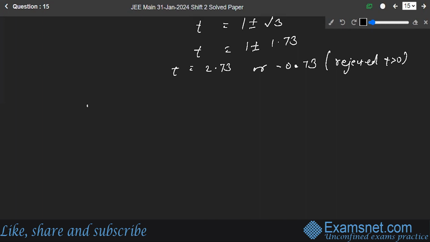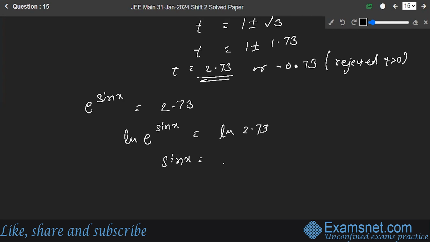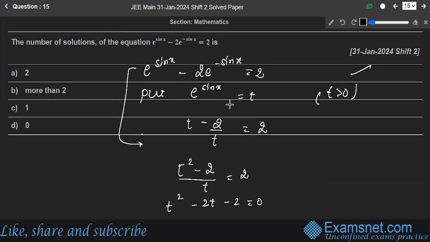So that means I'll be taking t as 2.73, which makes e raised to power sin x equal to 2.73. Taking log on both sides, log e raised to power sin x is equal to log of 2.73. This makes sin x equal to log 2.73, which is greater than 1. So it has no solution. So no solution, that is 0, is the right answer to the question. Hope you're clear with this. Let's move to the next question.